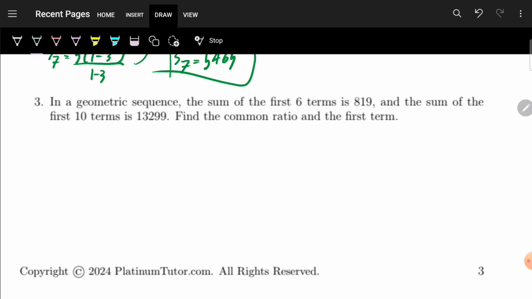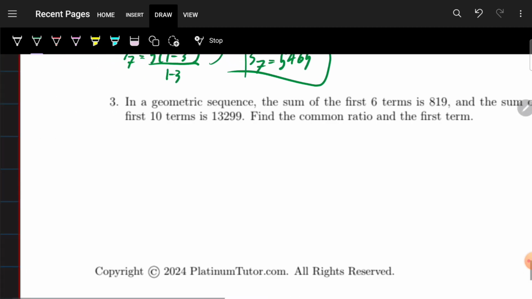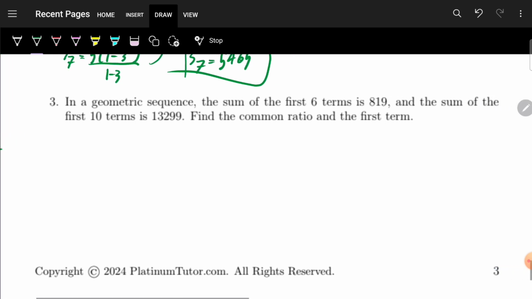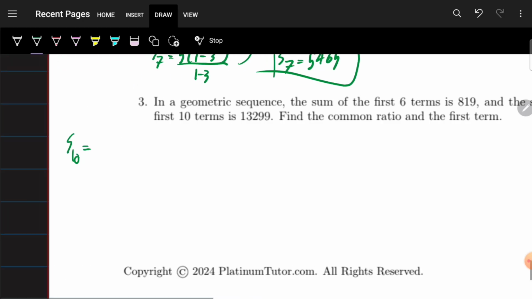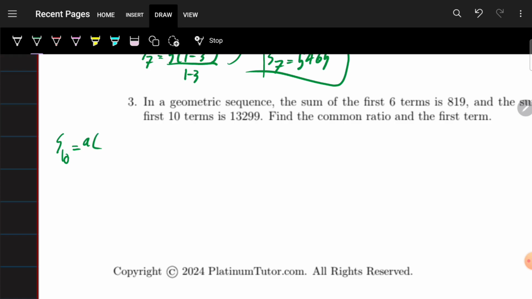All right, so we're going to do exactly the same thing. We want the sum of the first 10 terms. So S10 is, the sum of the first 6 terms is that, and the sum of the first 10 terms. So we don't know what A is. It'll be A times 1 minus R to the power of 10 all over 1 minus R.